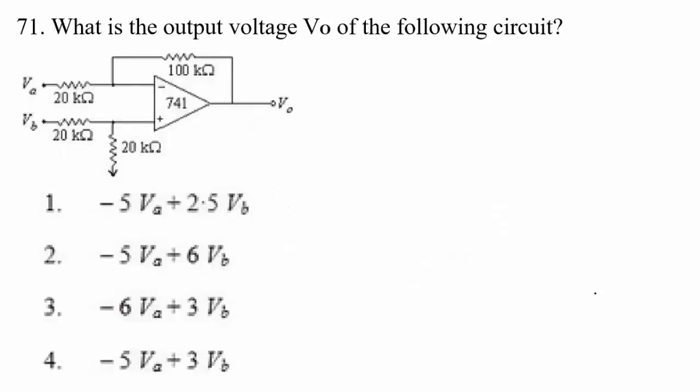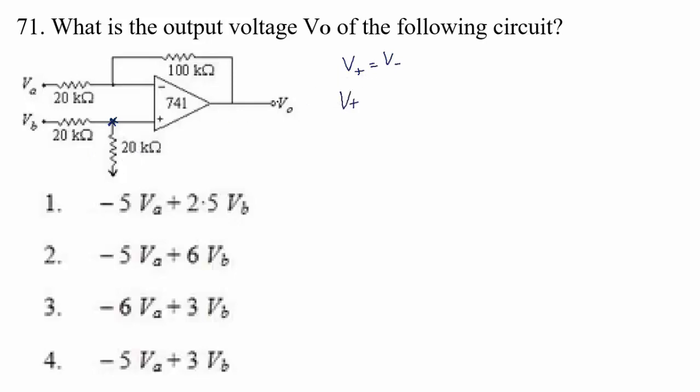So moving on to 71st question, what is the output voltage, that is V0, of the following circuit? In order to calculate this value of V0, I am going to make use of the voltage V plus. And one more thing, this op-amp is not getting saturated and op-amp is in negative feedback. Since virtual short is valid, as well as the op-amp is not getting saturated, V plus equals V minus.